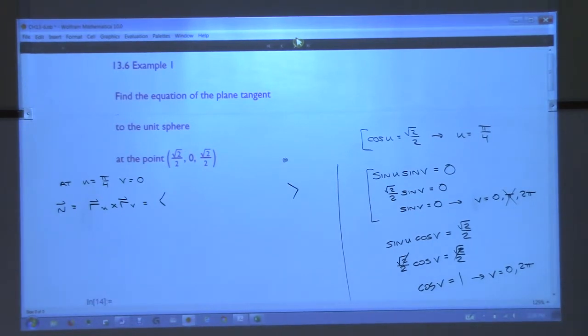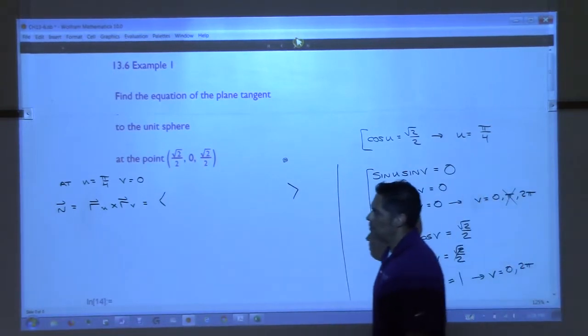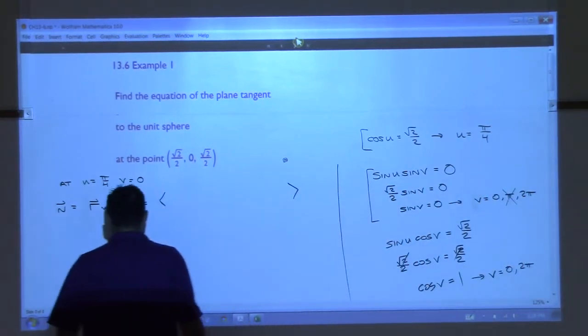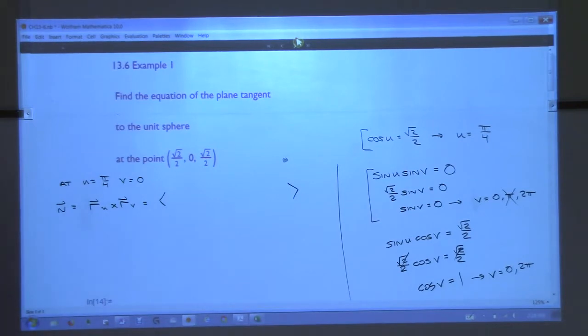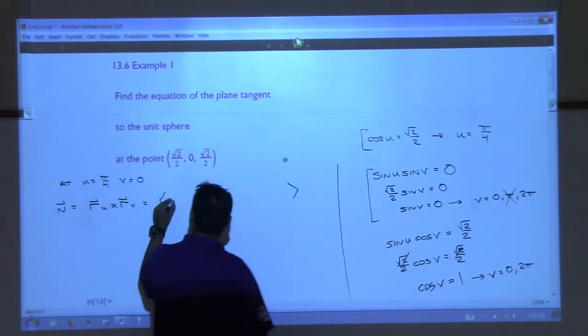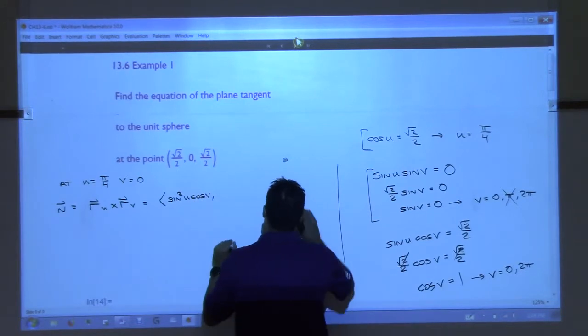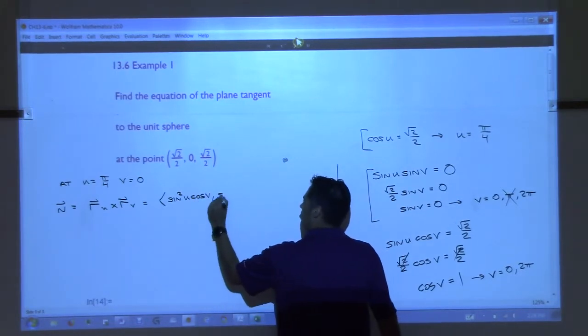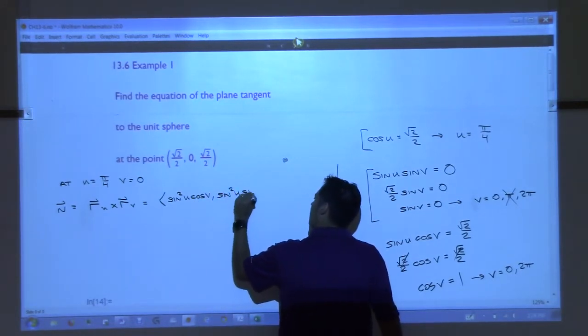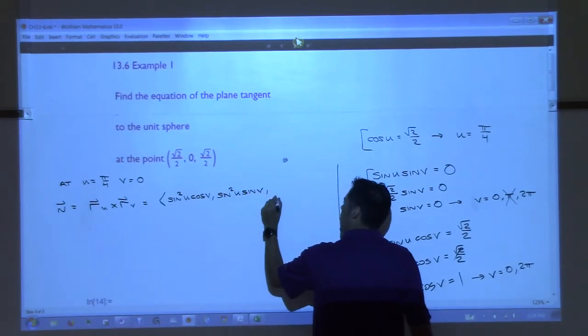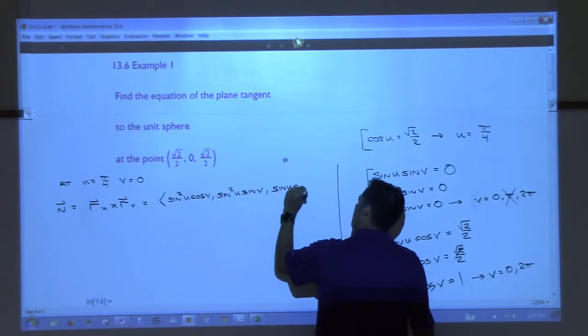What was the first component? It was like sine squared u cosine v. You said it was sine squared u cosine v. What was the next piece? Sine squared u sine v. And the last one was just sine u cosine u?